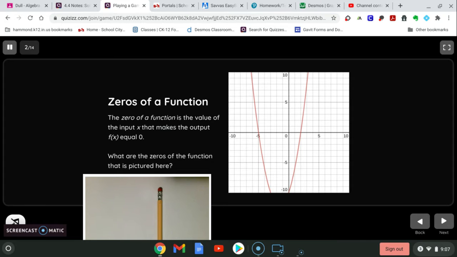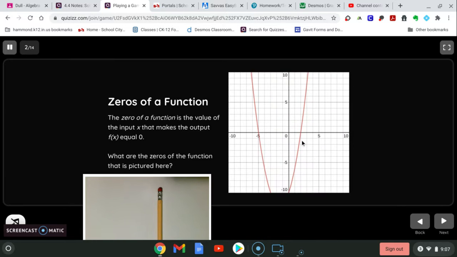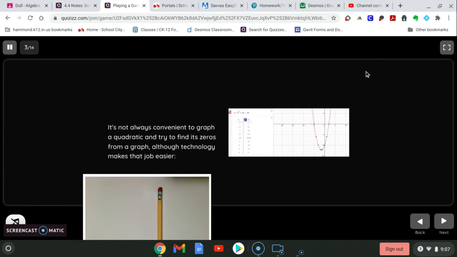So what are the zeros of the function that you see pictured here? You can see where this graph crosses the x-axis at x equals 2 and x equals -5. So those are my zeros, 2 and -5. Now in this one, it was relatively easy to see. Doesn't always work out that way, though.